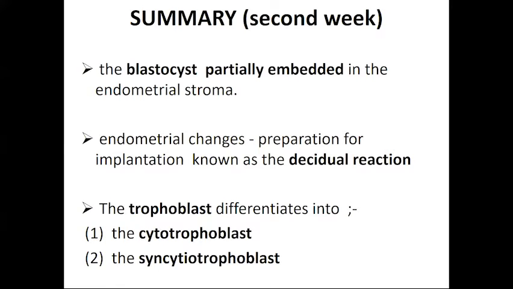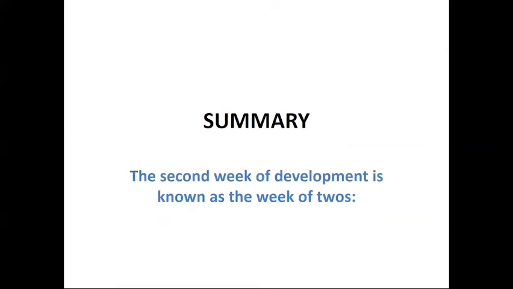Then in the second week, the blastocyst was partially embedded in the endometrial stroma, and the changes in the endometrium were known as the decidual reaction. That is, it was a preparation for the blastocyst to come, or for the developing embryo to be supplied with nutrition. Then the trophoblast also divided into two, the syncytiotrophoblast and the cytotrophoblast.